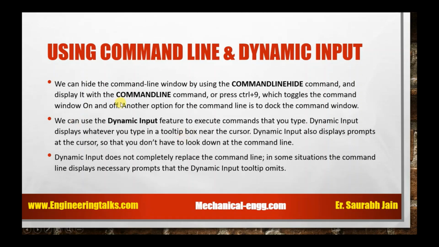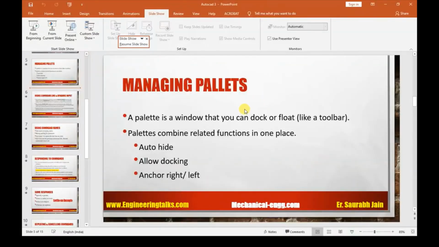Now I am telling that there are two commands. First is command line hide. What is the command line hide command? It hides the command line, and the command line command can display it. And the shortcut is Control 9. Let me tell you what it means. If you want to hide the command line, you type the command, command line hide. Fine, let's do it.